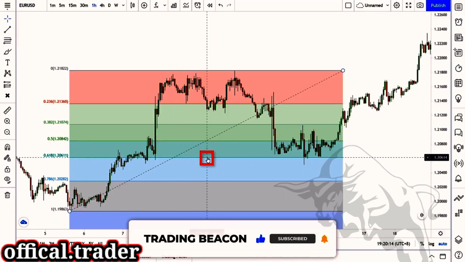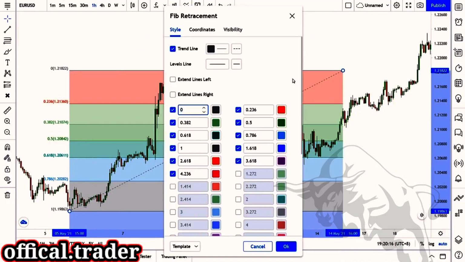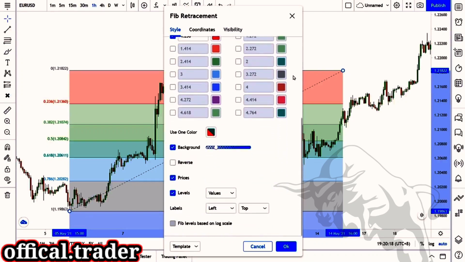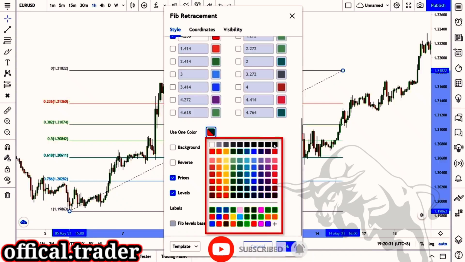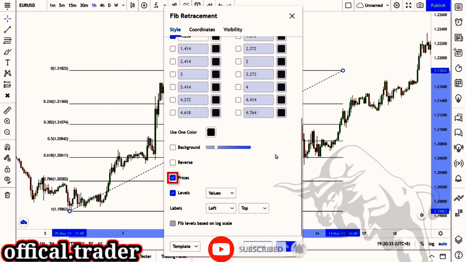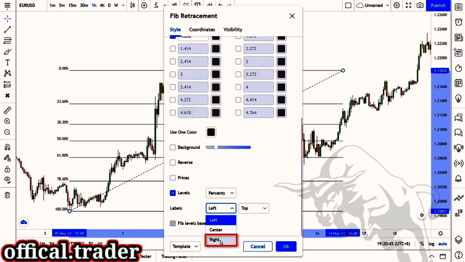Now double click to bring up the settings window. Scroll all the way to the bottom and you should see some additional settings. So we're going to untick the box labeled background, which simply removes the background color of the Fibonacci levels. And then above that, we're going to change the color to black. Next, we're going to untick the box labeled prices, and then we're going to change the next setting from values to percents. Next, we're going to change the labels from the left-hand side to the right.